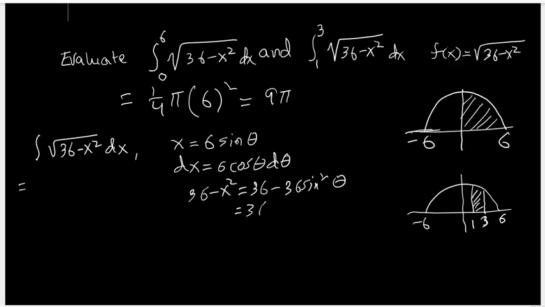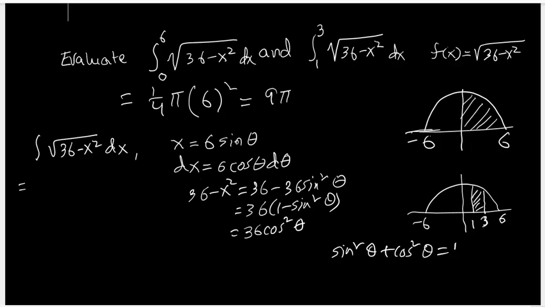When I factor out 36, I get 1 minus sine squared theta, which is basically 36 cosine squared theta, because you know the trig identity: sine squared theta plus cosine squared theta equals 1. This is well known. So cosine squared theta is simply 1 minus sine squared theta. Within the radical sign, 36 minus x squared, I get 6 cosine theta.